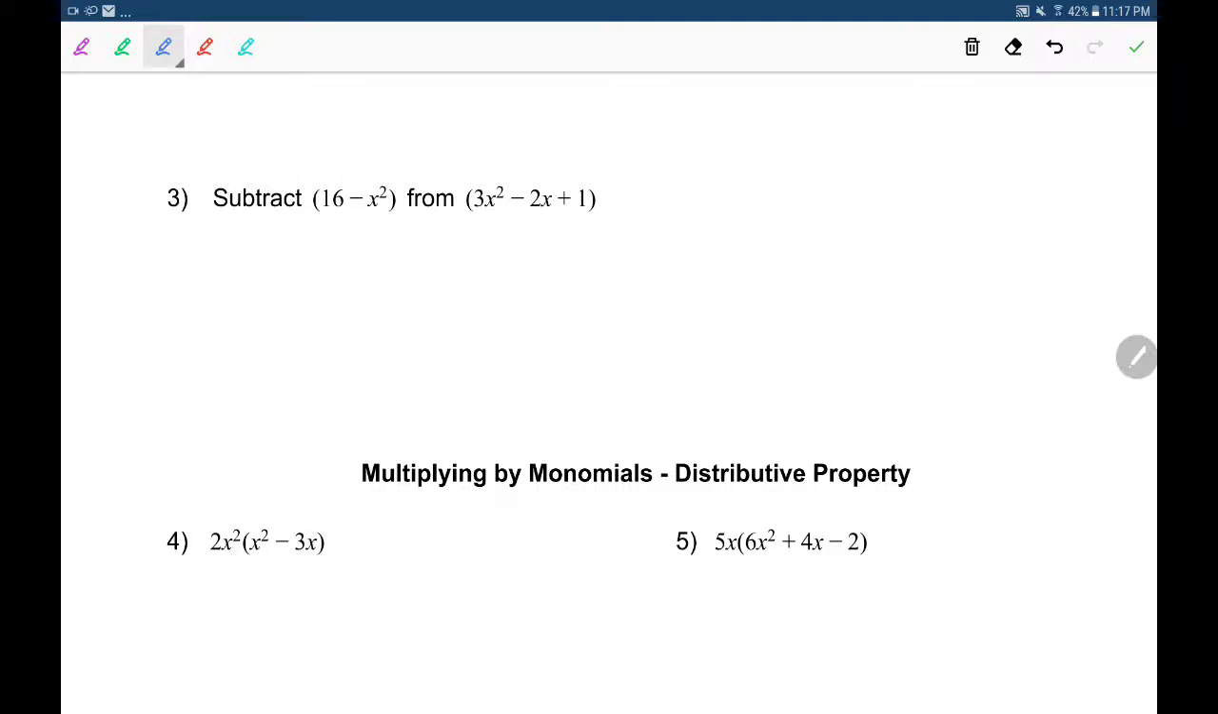So we want to subtract 16 minus x squared. Oh, a little binomial here. I'll just jot that down. Okay, so a binomial from this trinomial of 3x squared minus 2x plus 1. So when we're subtracting from something else, the part that comes after, that's actually what goes first in the problem. So before I start subtracting anything, I'm going to write this out as a math problem. So that trinomial is going first, and then we're subtracting this binomial, 16 minus x squared.